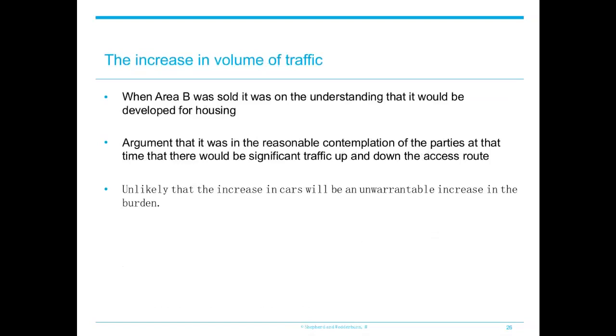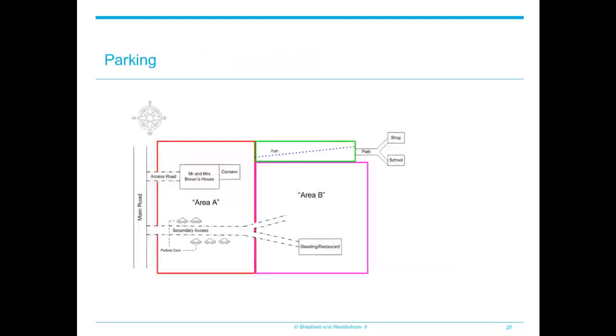We found out earlier that when Area B was sold, it was on the understanding that it would be developed for housing. Presumably then, the Smiths are going to have an argument it would have been in the contemplation of the parties at that time there'd be this amount of traffic up and down the access routes. Yes, and fortunately for Mr. Brown, I think that will be the case. I think it's unlikely that the increase in cars in this situation would be an unwarrantable increase in the burden.